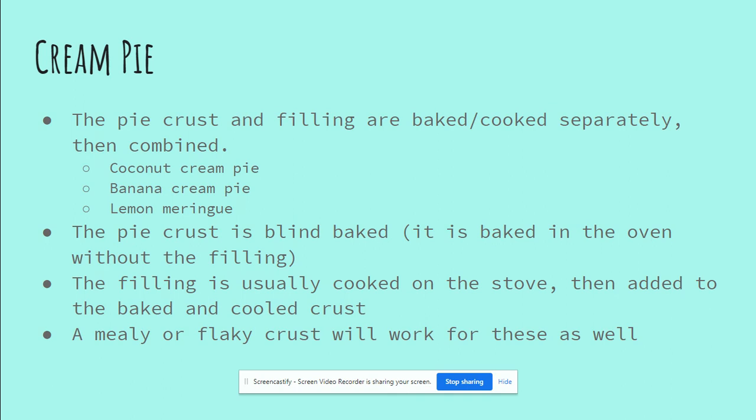After the crust is baked and it's cooled off and your filling has been cooked on the stove, then you put the two together, and typically these are going to get refrigerated. So a mealy or a flaky crust will work for these also, just because the filling is going to be a solid. It's not going to be liquidy like a fruit pie. So either one would be fine. And these do not have a top crust because you cannot bake a top crust by itself and then put it on and have it stay.